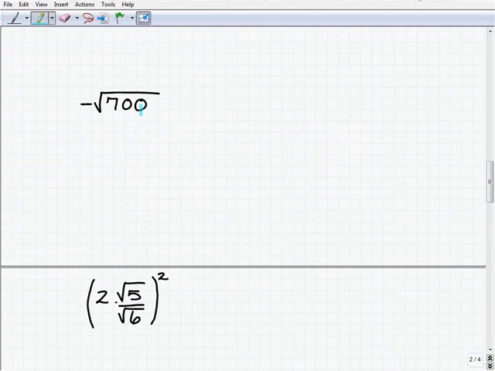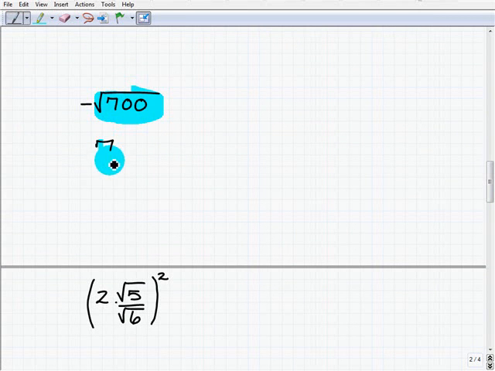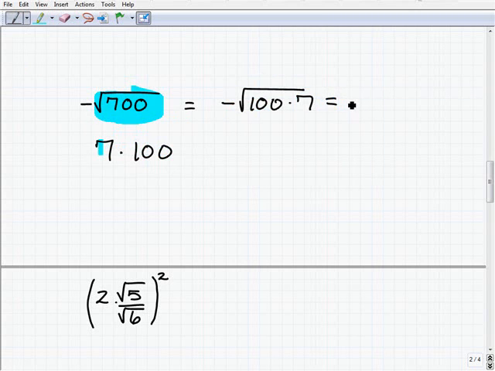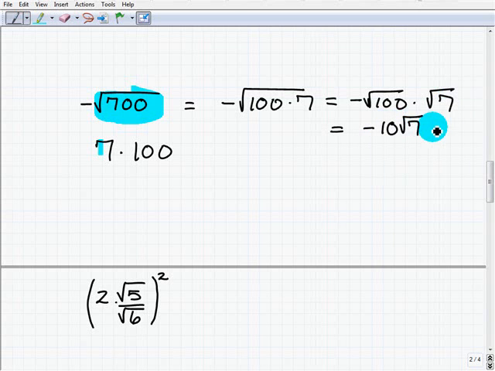All right. Negative square root of 700. Now this might be daunting, but hopefully we're looking for a perfect square. You recognize that 7 times 100 is a nice perfect square. So let's write this as negative square root of 100 times 7. You just have to be careful with this negative sign. It's going to be negative square root of 100 times the square root of 7. So this is going to be negative 10 times the square root of 7. Just be careful with these negative signs that you don't lose them along the way when you're working.